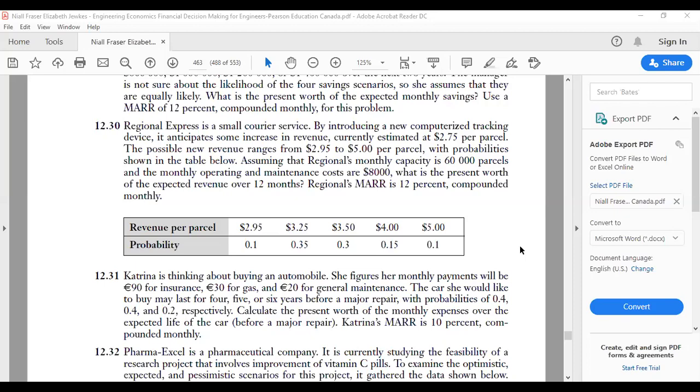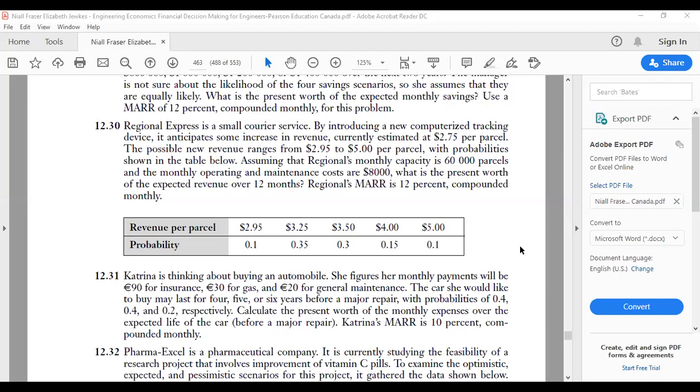Guys, are they done? Professor, I got 1,281,000. I think you should get a little bit more than that. What did you get as your expected revenue per parcel? Yeah, I got 3.58. Yeah, that's good.